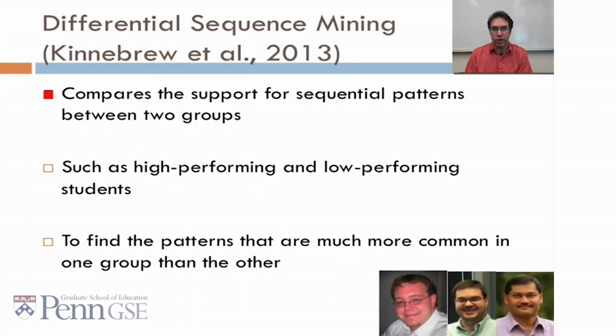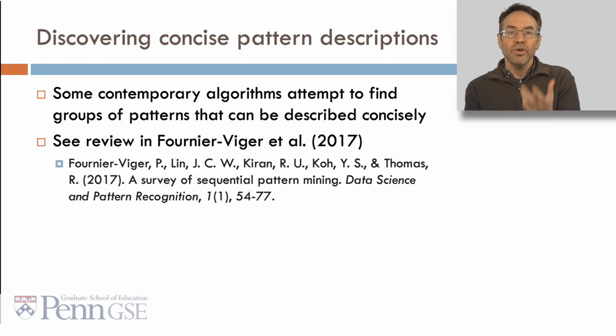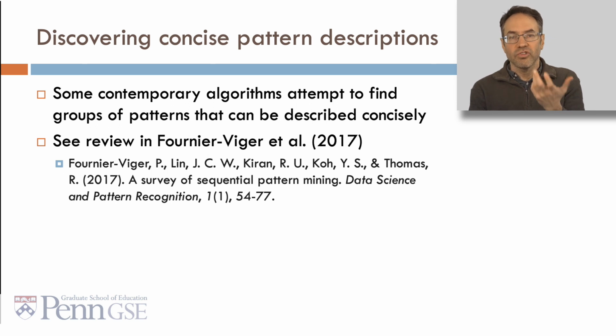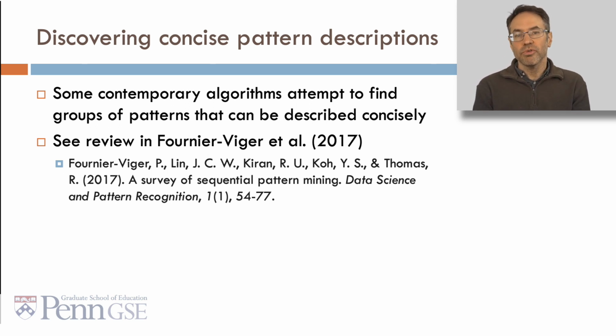A variant on sequential pattern mining that I personally find quite useful is differential sequence mining, which compares the support for sequential patterns between two groups. For example, you might look at the different sequences that are characteristic of high-performing students versus low-performing students, and when you compare these two groups, you can try to find the patterns that are much more common in one group than the other. Now, a recent trend in this area is trying to discover concise pattern descriptions. Some contemporary algorithms attempt to find groups of patterns that can be described more concisely. And there's a nice review of this in Fournier-Viger et al. 2017.